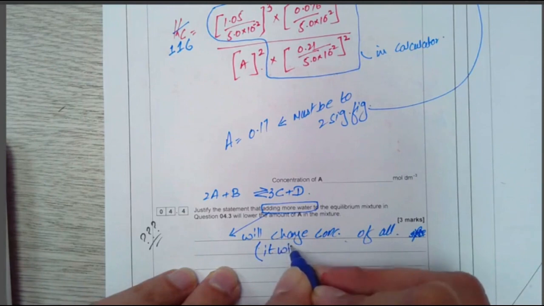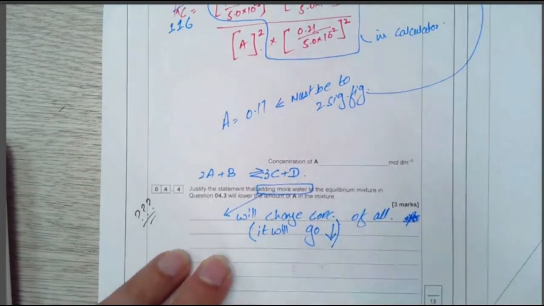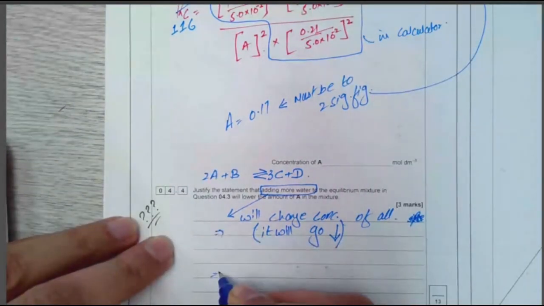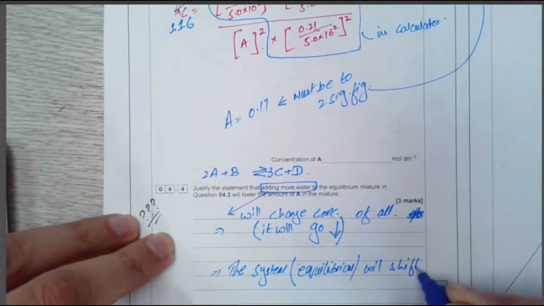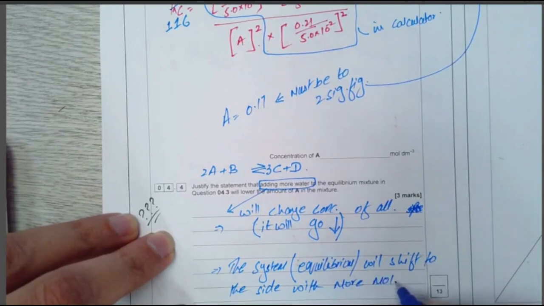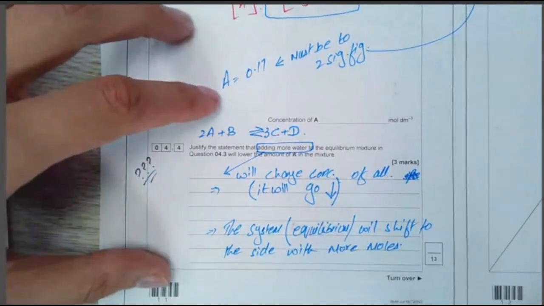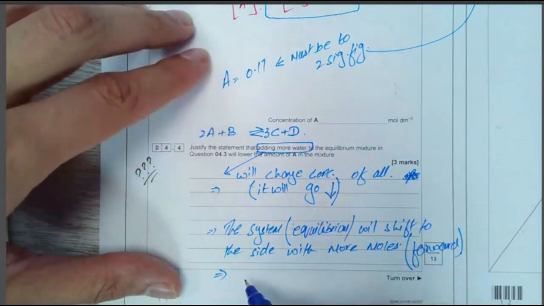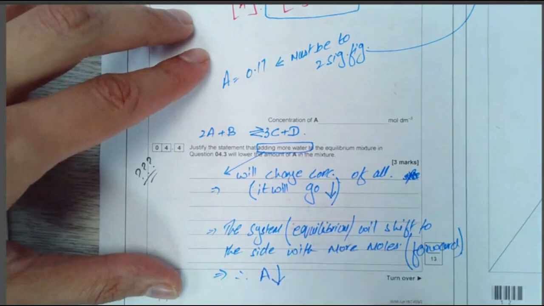We can say it will go down. Now the system has to increase the concentration. So how will the system increase the concentration? By going to the side that produces more moles, right? You can say the system, or we can say equilibrium, will shift to the side with more moles. Now which side has more moles? Forward or backward? Forward. So if the forward reaction takes place, what will happen to A? Therefore, A will go down.